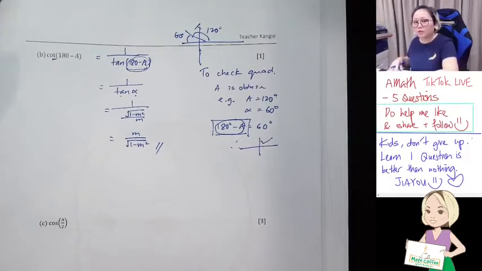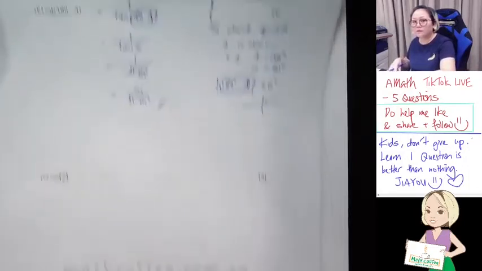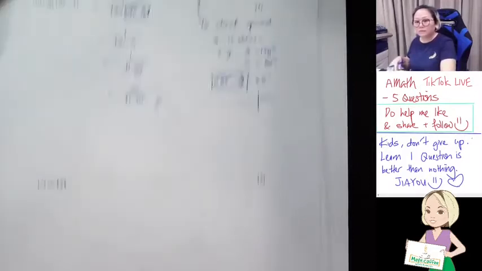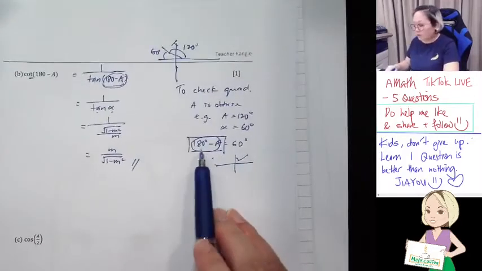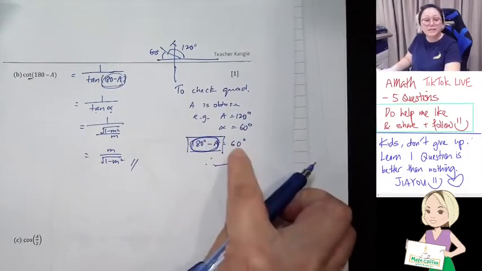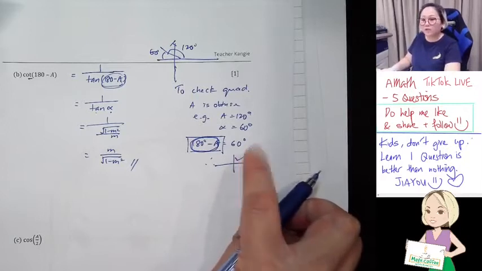I move on to the half angle. You don't take negative because we know 180 minus A, this angle gives us 60. 60 is in the first quadrant, and in the first quadrant everything is positive.